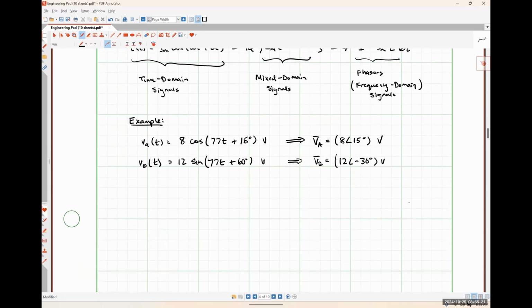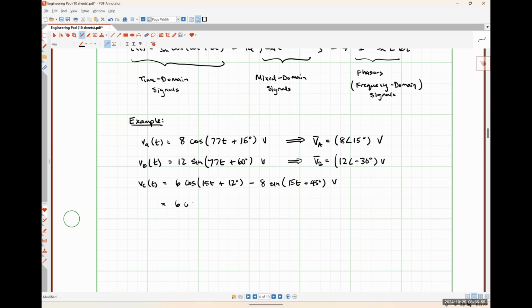If I had something like VC was 6 cosine 15t plus 12 degrees minus 8 sine 15t plus 45 degrees volts, how would I handle that?